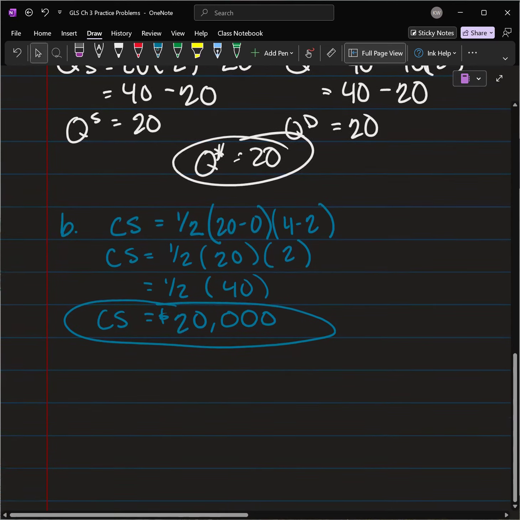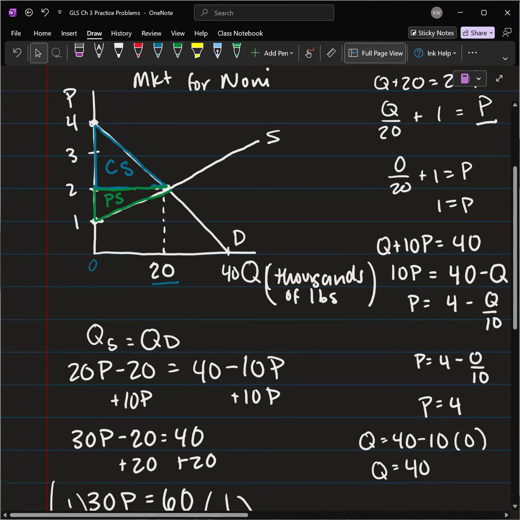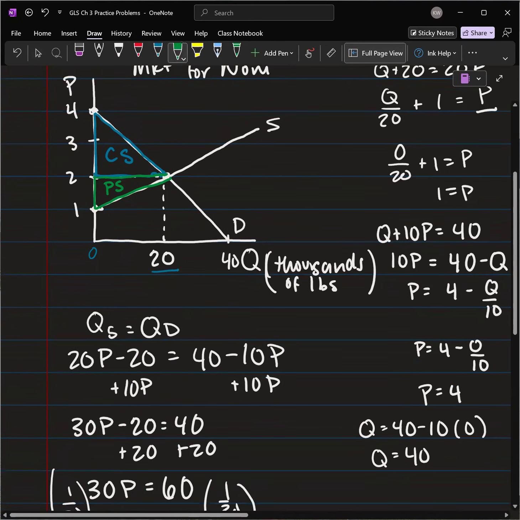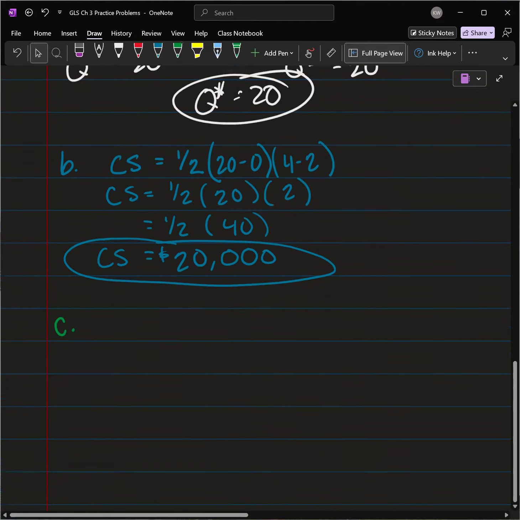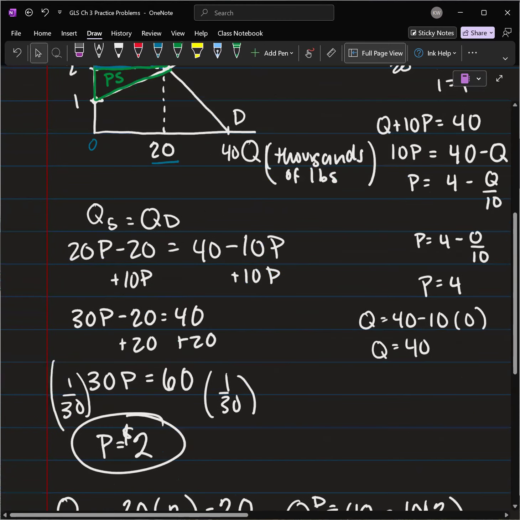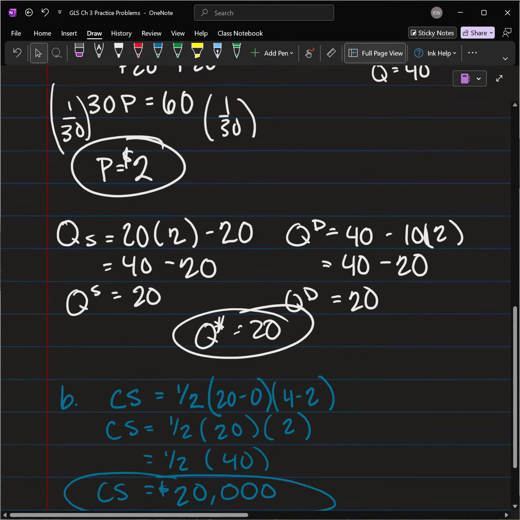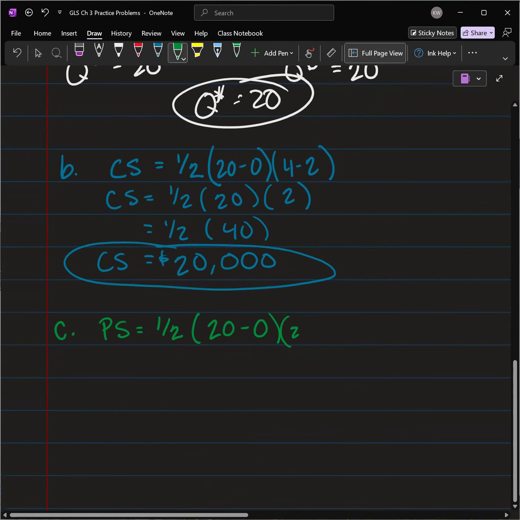All right. Part C asks us to find producer surplus, which we identified using that green pen. So it's that green triangle here. And again, since it's a triangle, we're going to use that same formula, 1/2 base times height. So we'll have producer surplus equal to 1/2 times our base, which is just the quantity traded. So it's also 20 minus 0. And then our height is going to be shown on that price axis. So $2, that equilibrium price, minus 1, our supply choke price. Okay. And then from there, we're going to simplify.